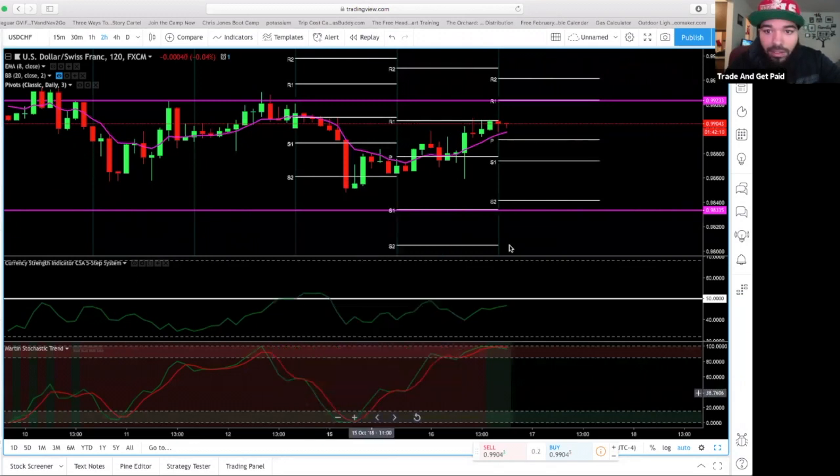Okay. So you see it wicking out, the exhaustion wick right at the pivot point right here. If I see that happen on the Swiss franc, then I need to look at the opposite pair and see what's happening at the same spot on that pair. If this is going up right here, then on those other pairs, it should be going down.